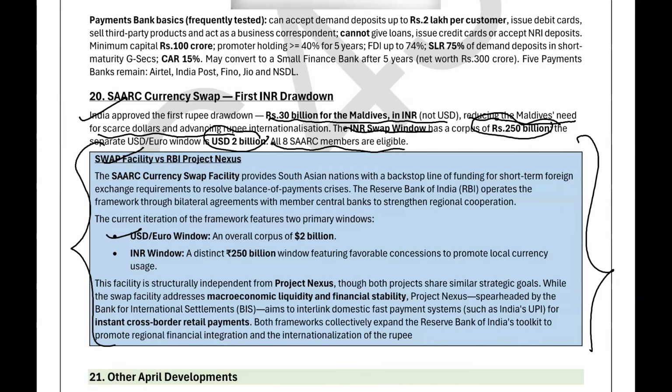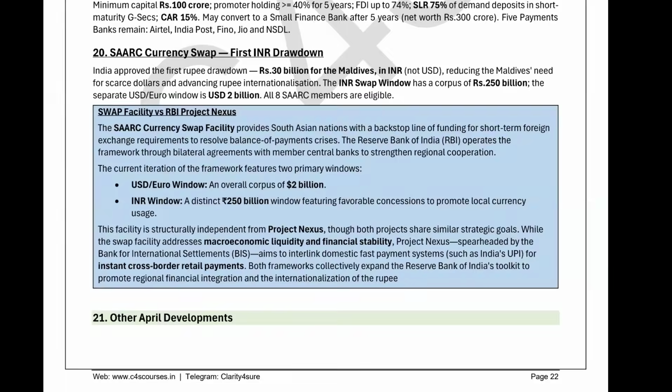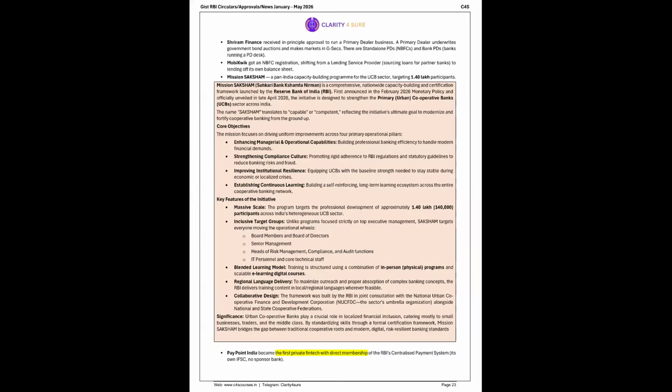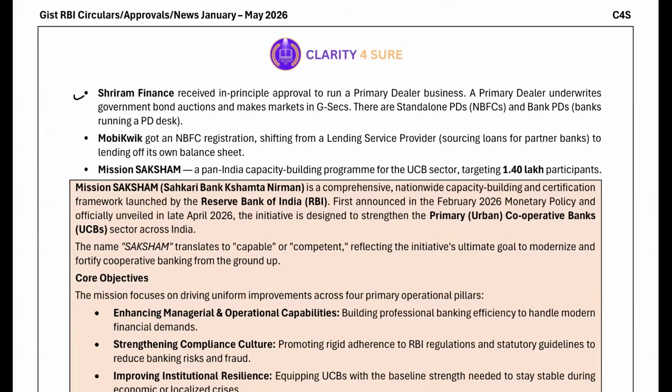Now, we will look at some other important April month news and developments from the circular point of view. पहला है Shri Ram Finance. What is it telling about? Shri Ram Finance received in-principle approval to run a primary dealer business. Very good point. A primary dealer underwrites government bonds, auctions, and makes markets in government securities. These are standalone PDs, NBFCs, and bank PDs, banks running a PD. तो श्री राम फाइनेंस को मिला है.